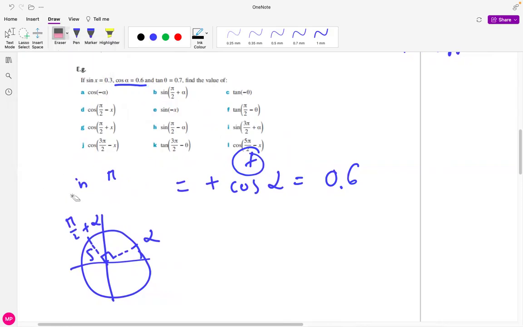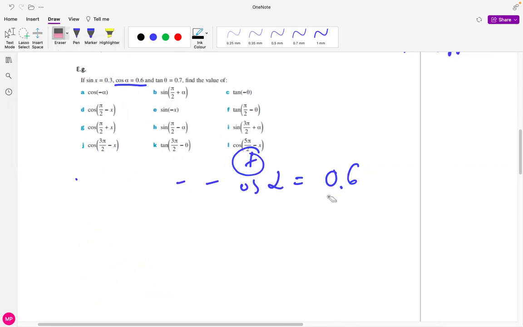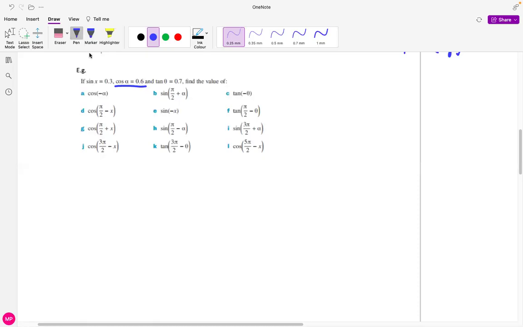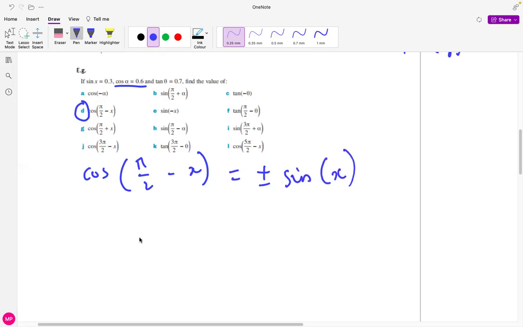All right. Let's say this time I want to do another angle, just a different name. Let's say I want to do x. So cos of pi over 2 minus x. Okay, so I know that the answer will be either plus or minus sin of x. Cos will become sin of the other angle. So I draw it out, all right? x in quadrant 1, and in this quadrant, sin of x is positive.